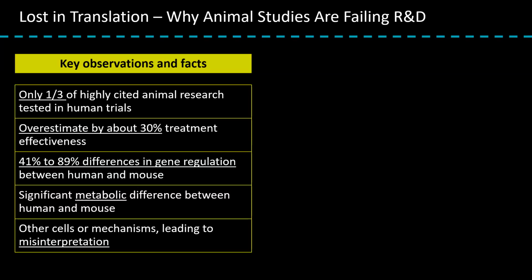Additionally to that, some experiments show that there are also significant metabolic differences between humans and mice that lead, obviously, again to differences in mechanism and differences in interpretation of the data. So all of this is really important to consider, and it really shows that animal research also leads to misinterpretation of data and results. And it's a real issue when you then consider the drug development process.